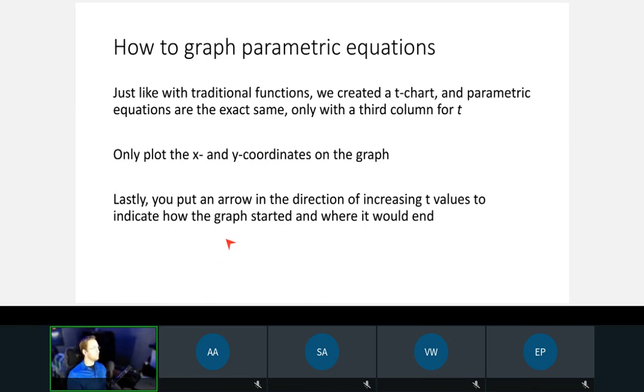All right, lastly, you put an arrow in the direction of the increasing t value to indicate how the graph started and where it would end. You know what? I wrote this, but in my examples, I'm pretty sure I forgot to do this step. So I'm going to have to write this in on the next few pages.